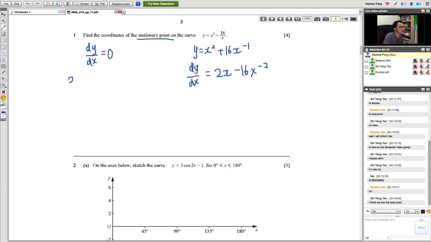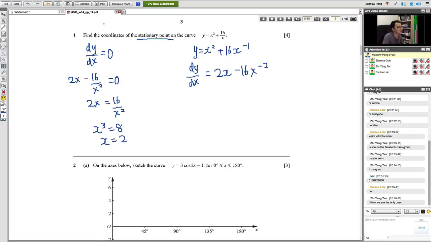So that means 2x minus 16 over x squared equals 0. Therefore 2x equals 16 over x squared, and then x multiplied with x squared multiplied with x is x cubed equals 8. x will equal 2.